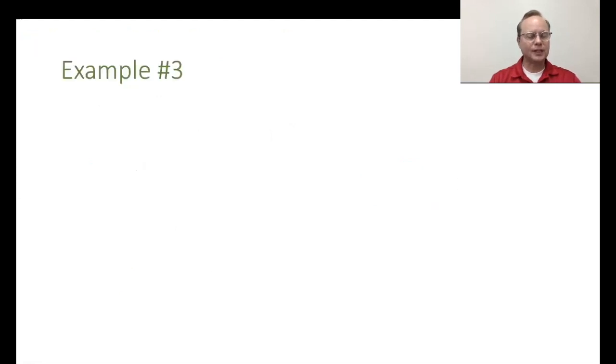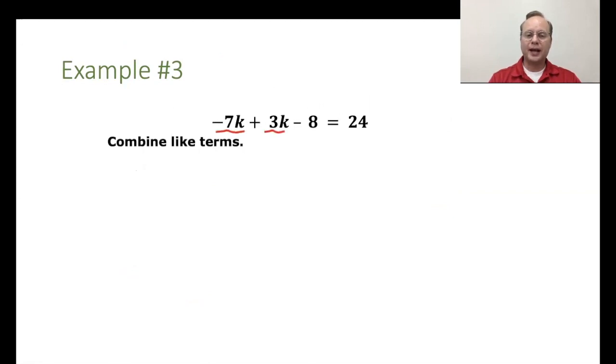All right, let's go through one that's a little more complex now. Okay, now it's not just simply 7k equals 28 or something, right? We've got more than one item on the left-hand side. So the very first thing we're going to do in a problem like this is combine like terms. I've got 2 of them that have k: a -7k and a +3k. Let's combine those. If I have a -7k and plus 3k, that's going to give me a -4k.